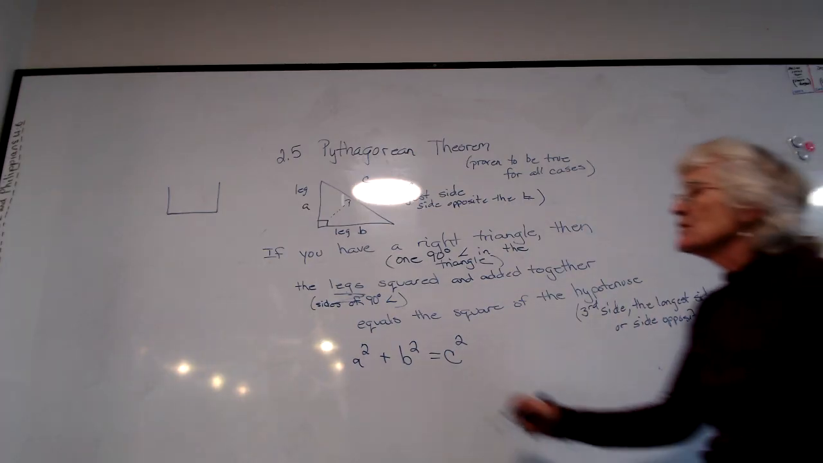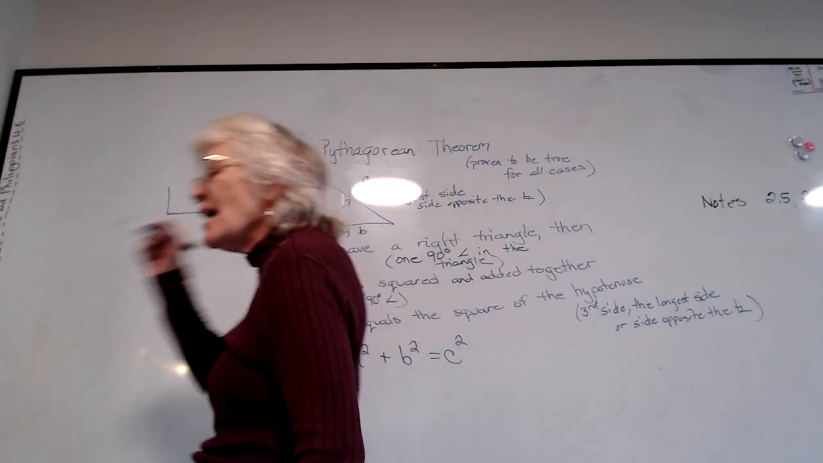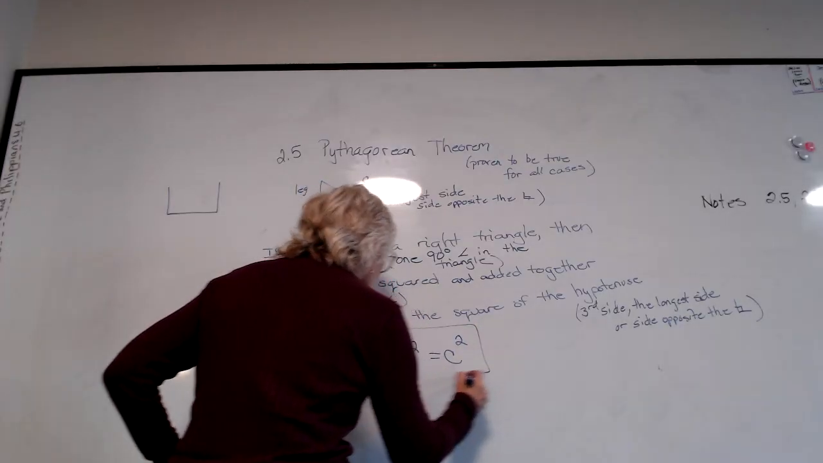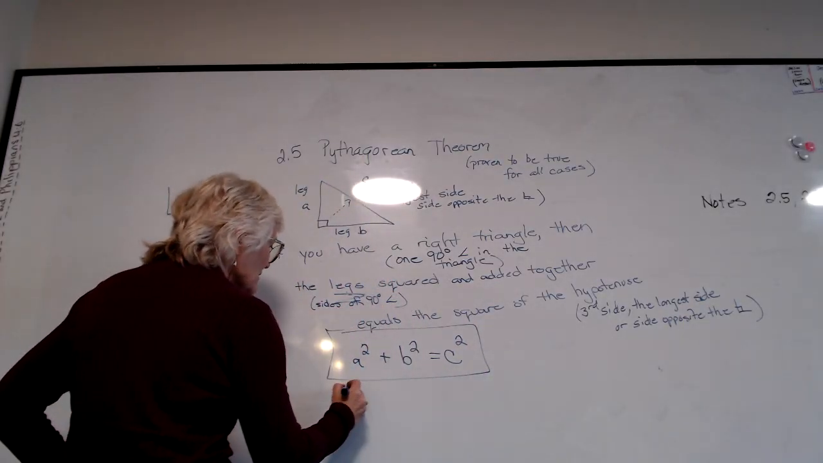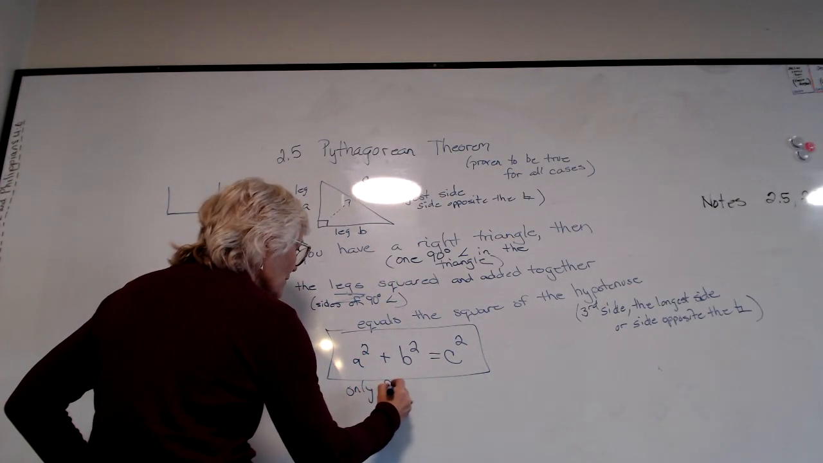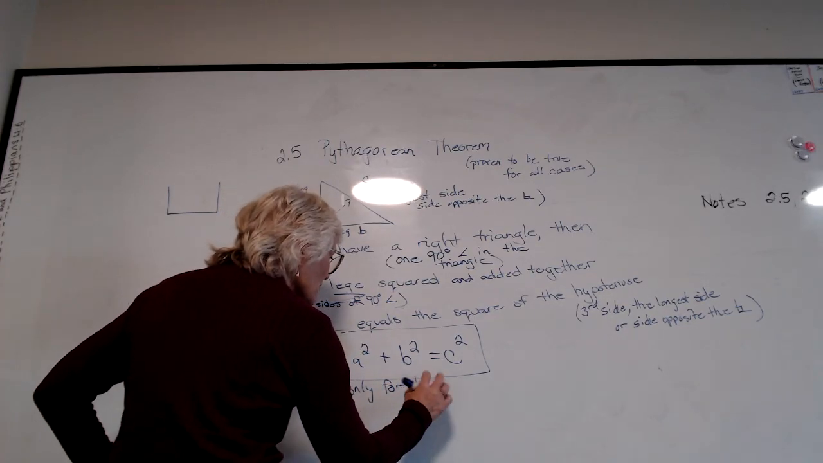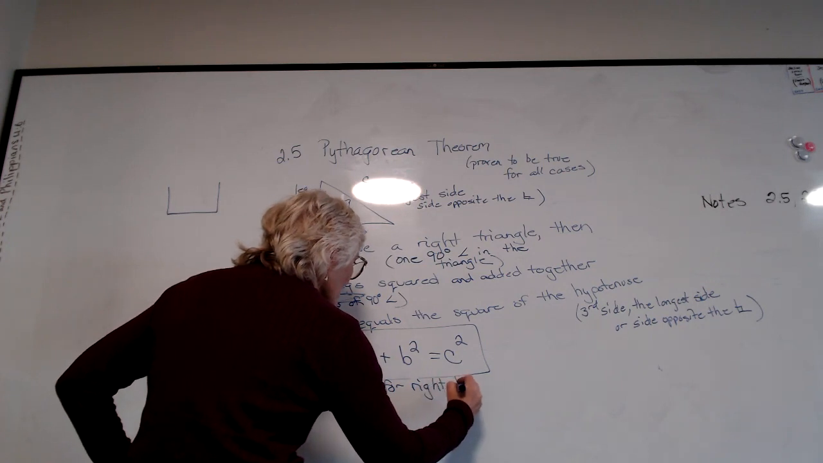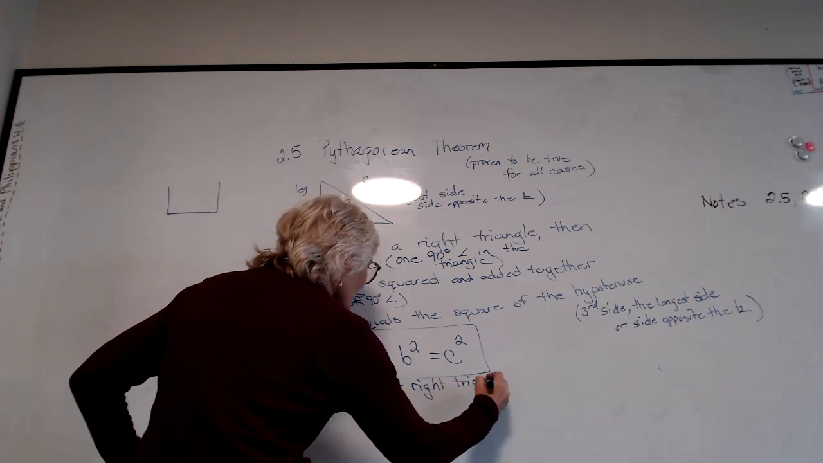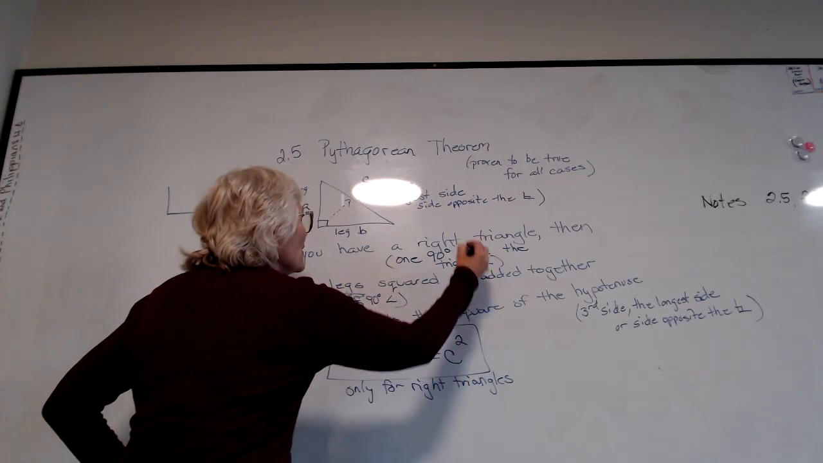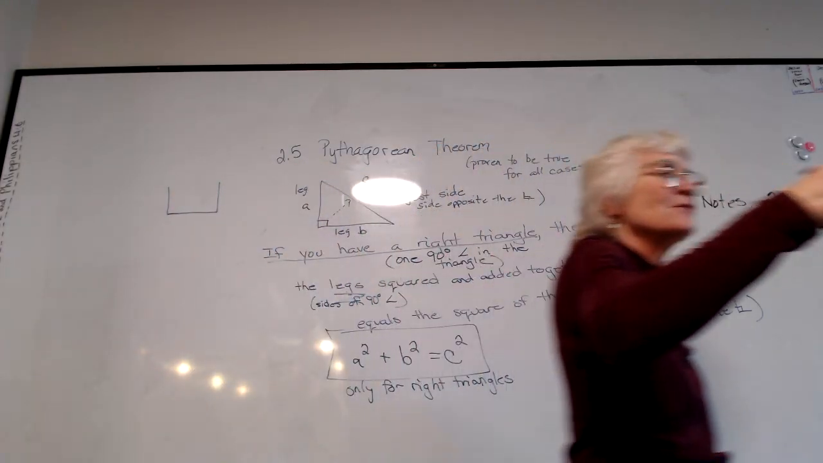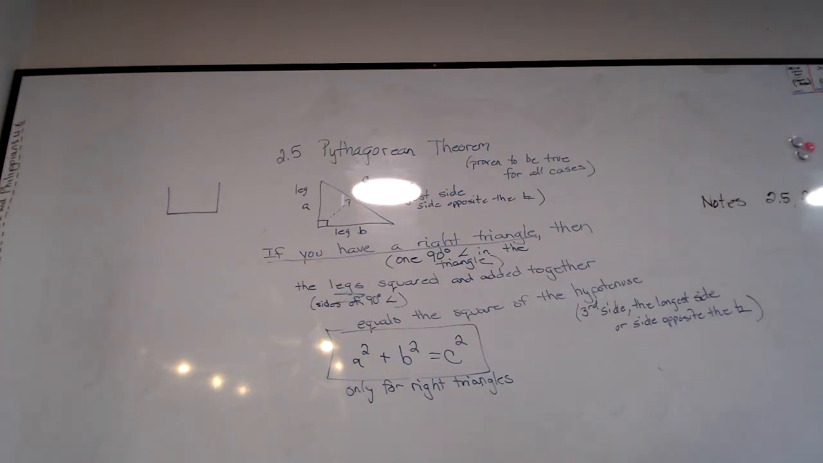But you have to remember the if part. You have to have a right triangle before that's true. Okay? So this does not work for any triangle. It only works for right triangles. And sometimes people forget that. The if part is if you have a right triangle. You have to have a right triangle before a squared plus b squared equals c squared.